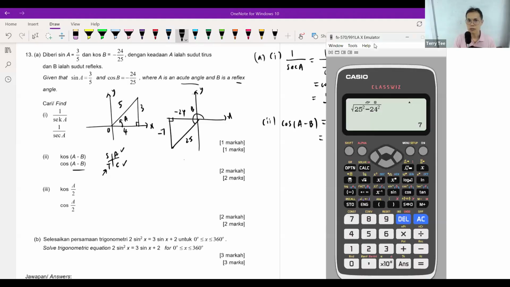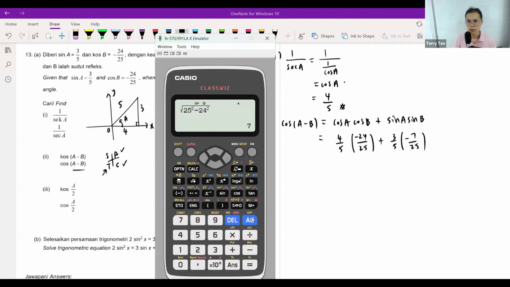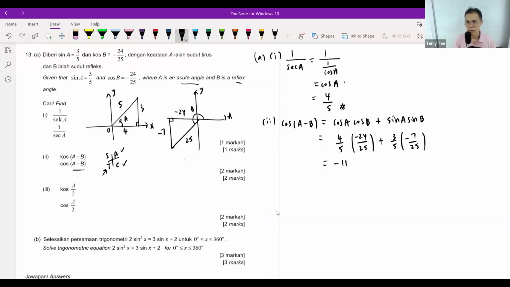Now, let's use your calculator. You have the same denominator, which is 5 times 25. So don't waste time typing the fractions one by one. You just take 4 times negative 24. Then you add 3 times negative 7. Divide by 5 times 25. That gives us negative 117 over 125. Negative 117 over 125. All right, that is part B.